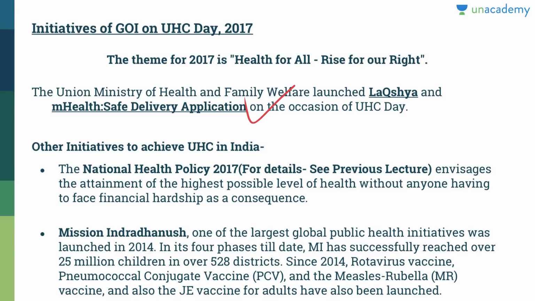Other initiatives include the National Health Policy 2017, which envisages the attainment of the highest possible level of health without anyone having to face financial hardship as a consequence. So this is the first point. Then you have Mission Indradhanush. It is one of the largest global public health initiatives. It was launched in 2014, and in 4 phases till date, Mission Indradhanush has successfully reached over 25 million children in over 528 districts. And since 2014, rotavirus vaccine, pneumococcal conjugate vaccine, measles rubella vaccine, and also the Japanese encephalitis vaccine for adults have been launched. So Mission Indradhanush is providing a lot of vaccinations to children, and it is helping them a lot.